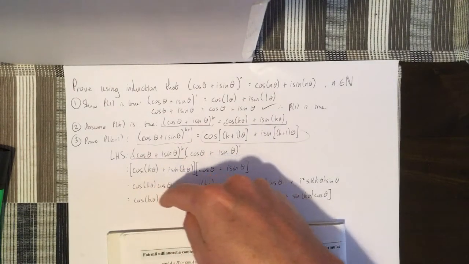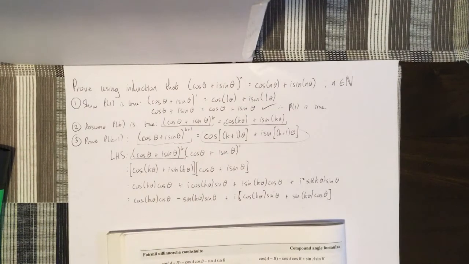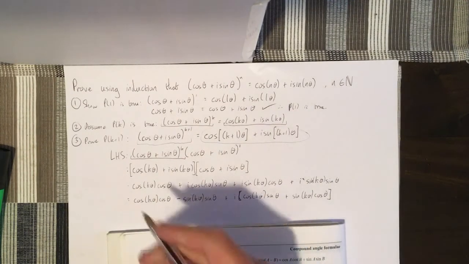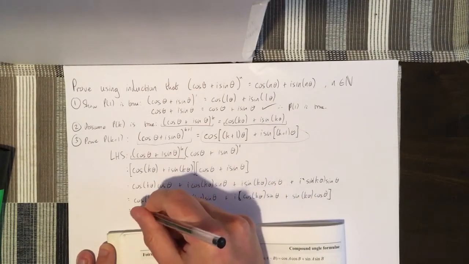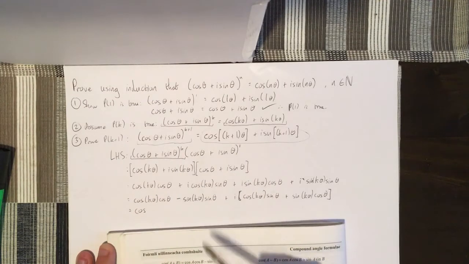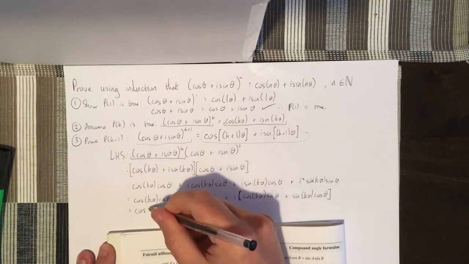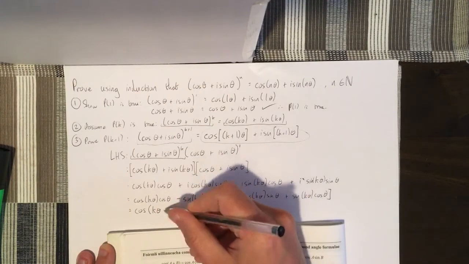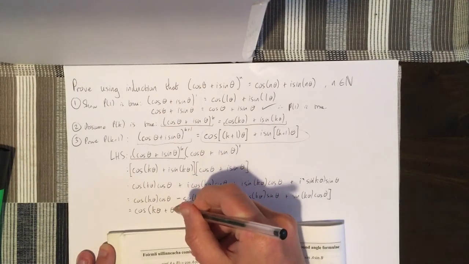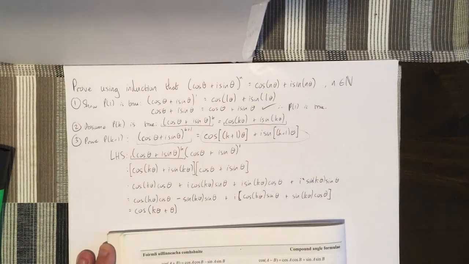So I can rewrite all of this. This looks like the right hand side of this, so I can rewrite that as the left hand side of that. So that's equal to the cos of A plus B, so the two angles added together. So that's k theta plus theta.